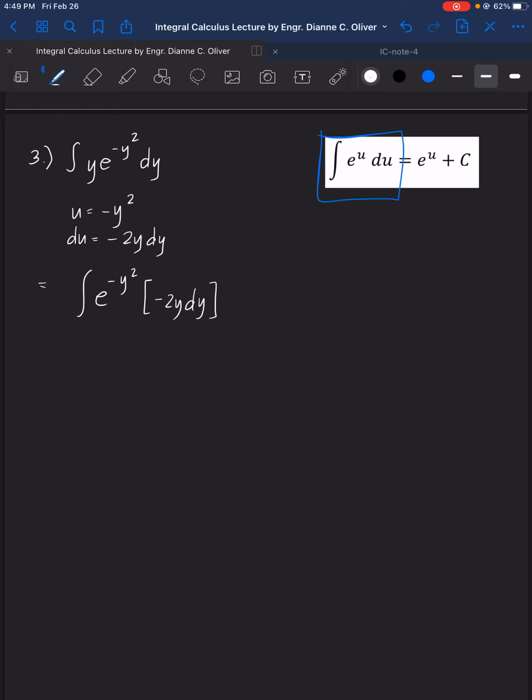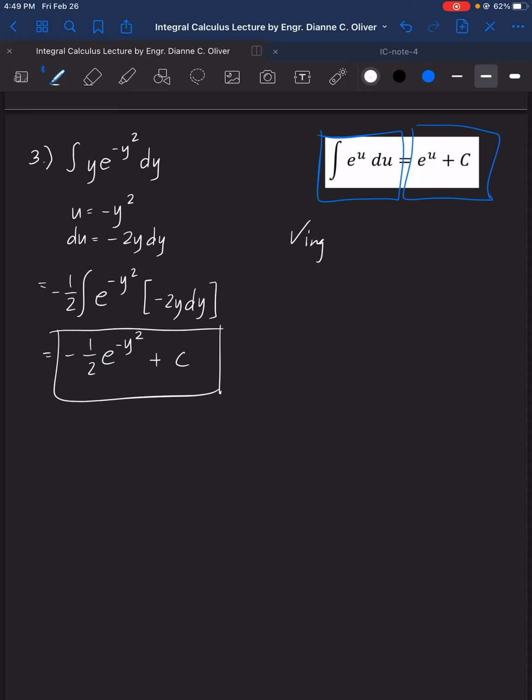Now to balance, so that it will become similar with the given, we need to put negative 1/2 outside the integral sign. Then the final answer now here is negative 1/2, the pattern, the e raised to negative y squared plus c. So that is the answer for number 3.